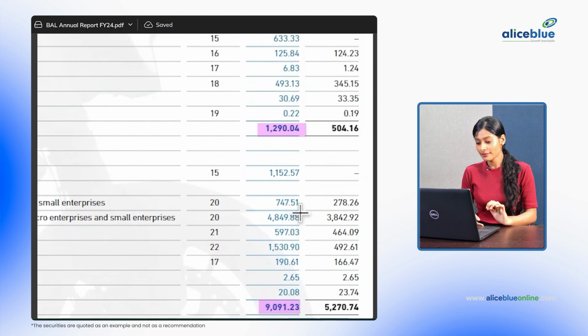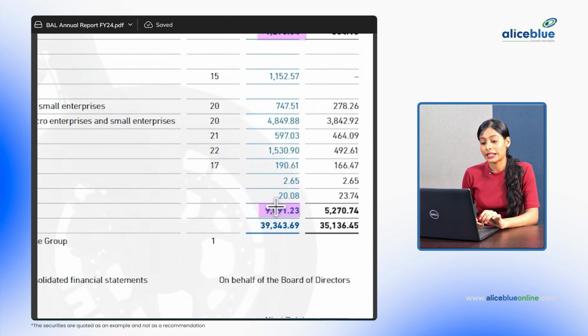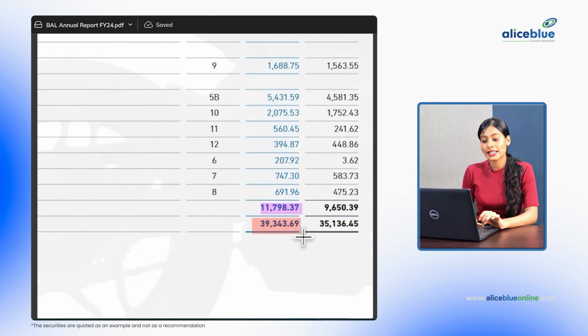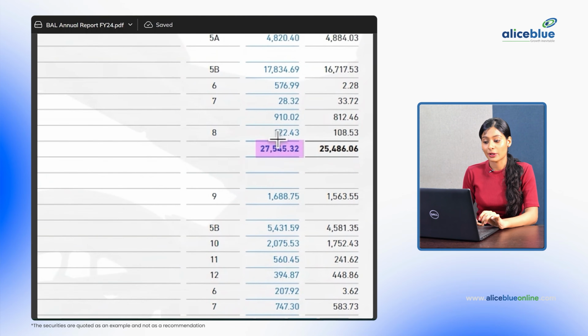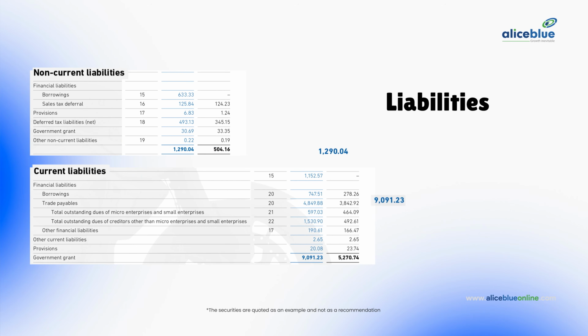Now, if you look here, if you add the total equity with the non-current and the current liabilities, you get a total of 39,343.69, which is equal to the total assets coming from non-current and current as 39,343.69. So, from a mathematical perspective, our formula is correct. Hence, the company's financial situation is in good order. And hopefully there are no mistakes in how the numbers were recorded.